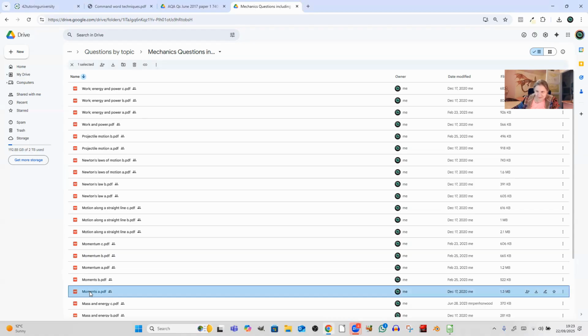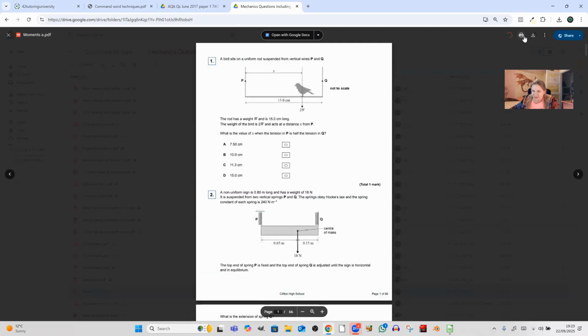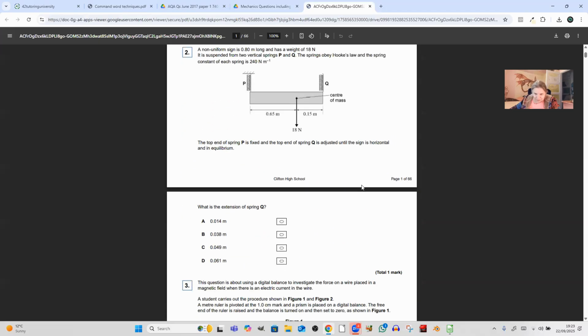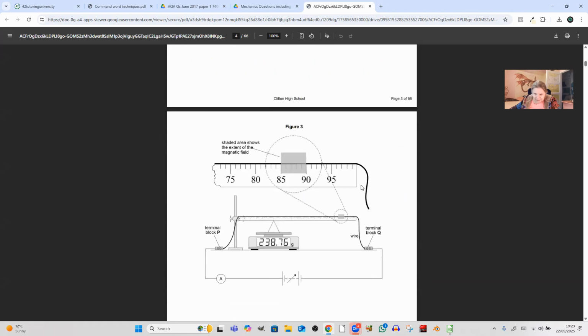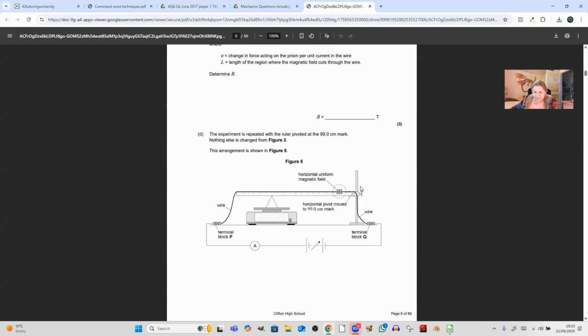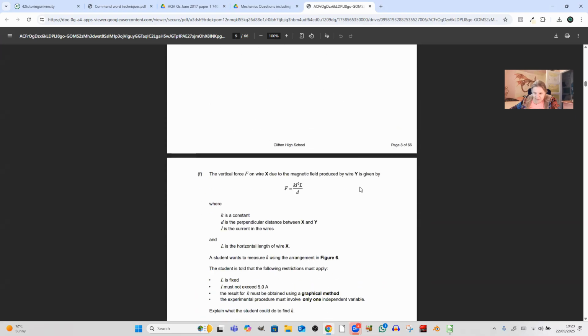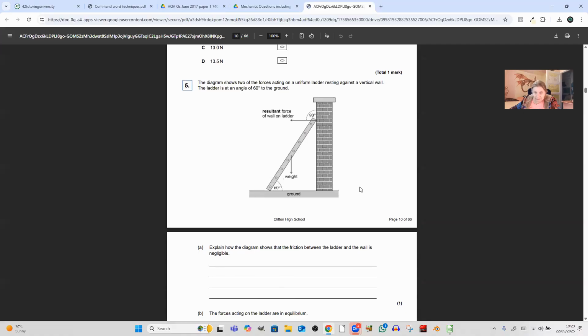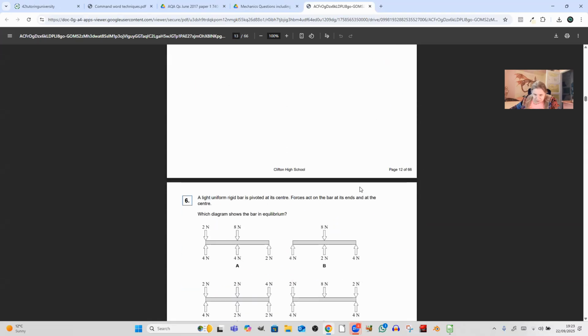Did that work? Why is that not working? What happened there? Why is that not opening? Oh, it did open. Strange, very strange. Okay, so this is moments. Let's find a relatively straightforward moments question, and let's see if we can do an explain. Oh, that's not straightforward, I'm not going to do that one.